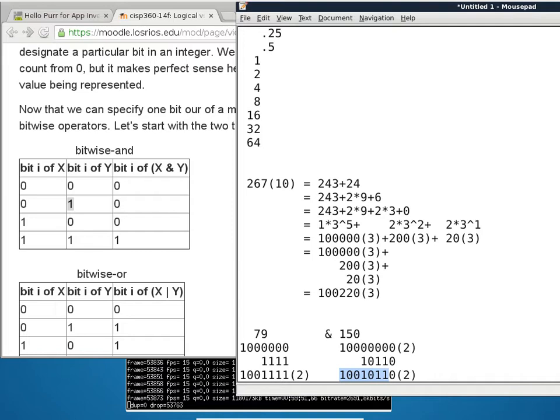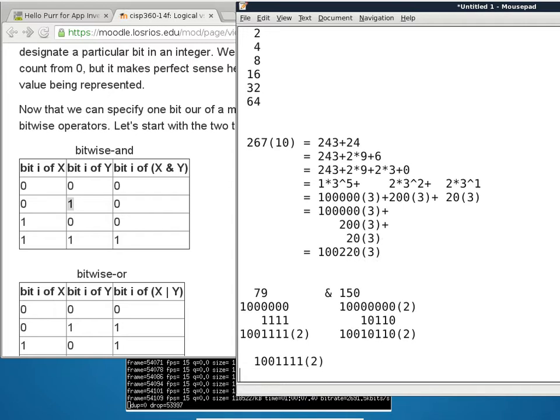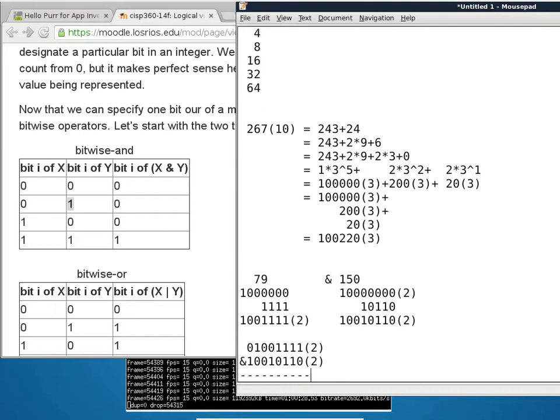Now that we have these two numbers represented in base 2, it is time to stack them up vertically to perform the bitwise AND operation. The first number is 79, which is 1001111 in base 2, and the second number is 10010110. Because one is a little bit shorter than the other, we can add leading zeros to line them up so that they have the same width. Leading zeros do not change the value of a number. It just makes it nicer to look at.